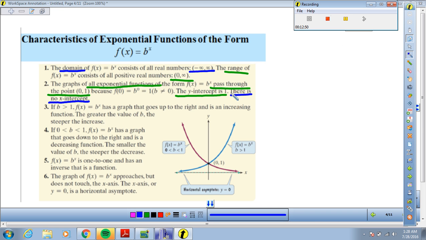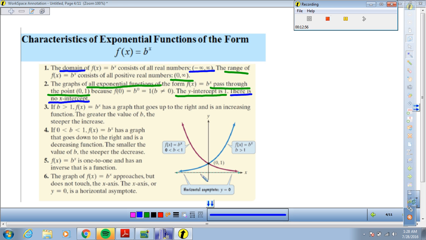As I was saying, there is no x-intercept. Sorry, I had to pause the recording a little bit. There is no x-intercept. Why? Because by definition, these kinds of functions are never going to touch or cross the x-axis. They're just going to get really close to it, but they're never going to actually reach it.